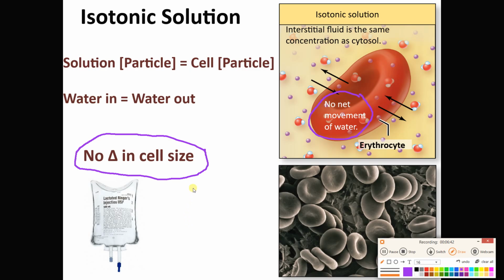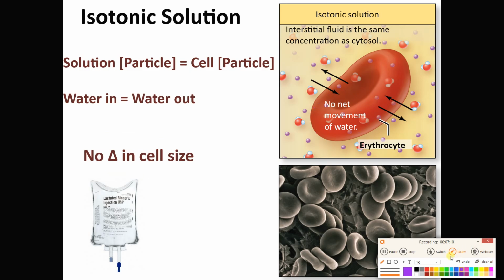If I put a cell in an isotonic solution, the solution's concentration and the cell's concentration of particles are the same. No water going in, no water going out. No change in cell size. A lot of intravenous solutions are going to be isotonic because we don't want cells to change size necessarily.